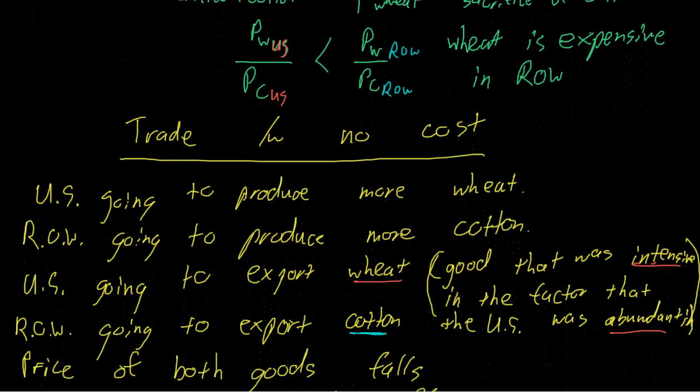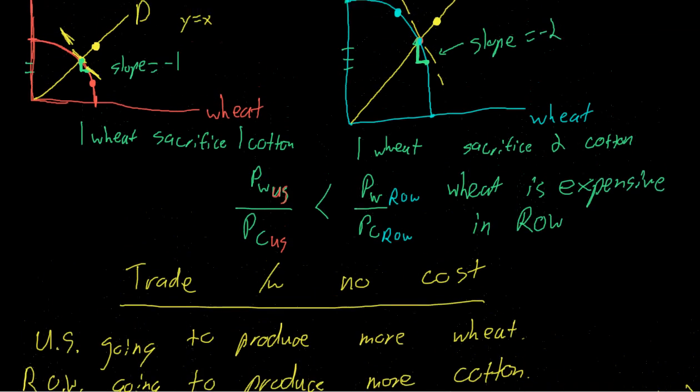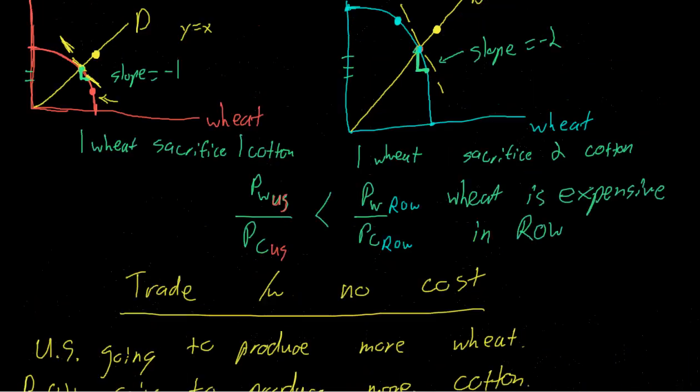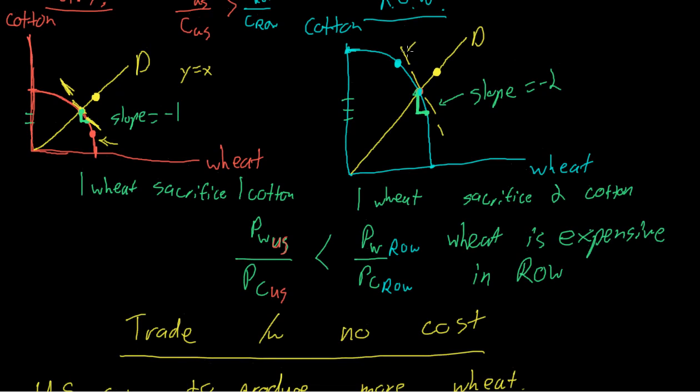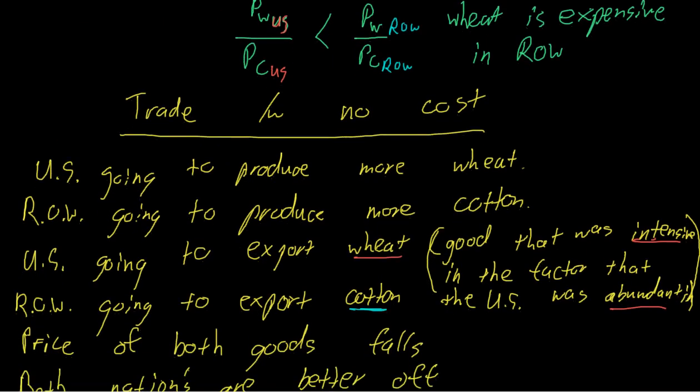When trade is opened up, the US is going to produce more wheat than it was before. And that's seen by this point right here. Then the rest of the world is going to produce more cotton. And that's seen by this point right here. The US is going to export wheat and the rest of the world is going to export cotton.